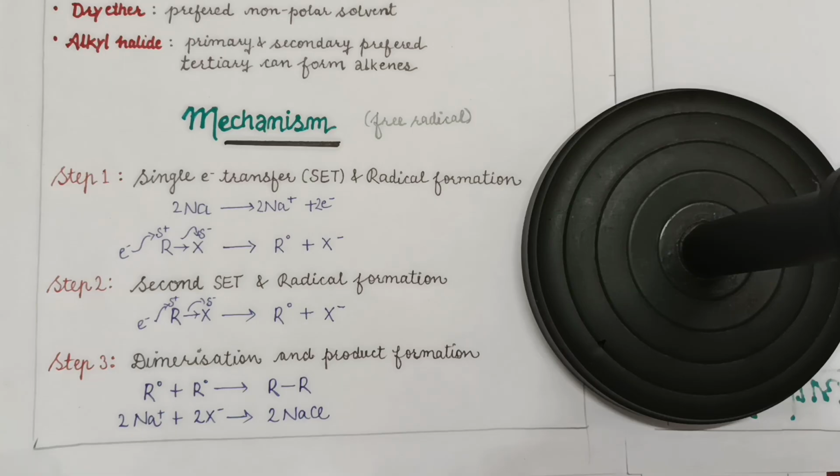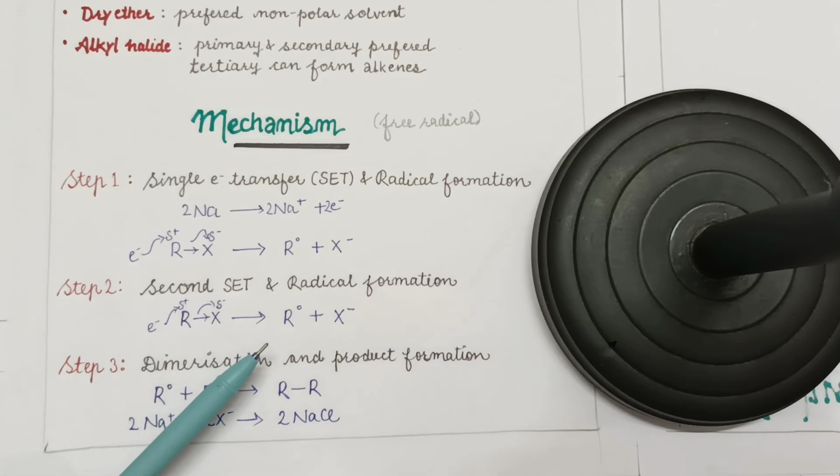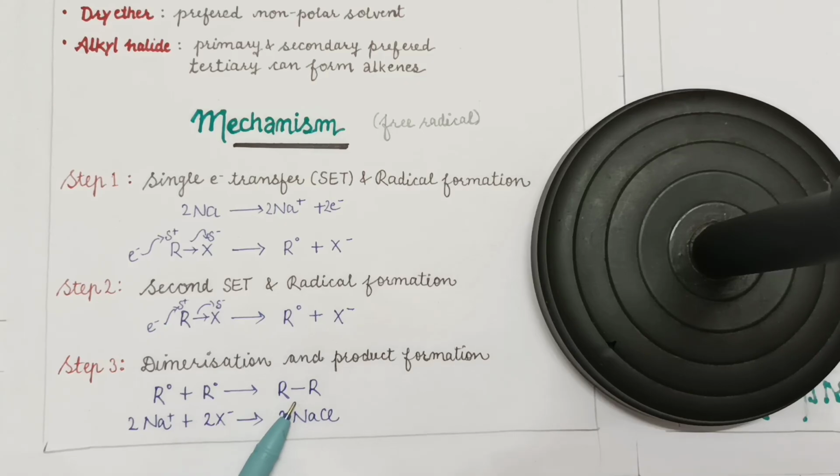Now see what happens over here: in step 2, one more SET takes place and one more radical is formed. Eventually in step 3, dimerization happens. Dimerization means that both of them now combine and form a symmetrical alkane. And why is it symmetrical? Because the same alkyl halide was there. So if this is methyl, this is also methyl, so they combine and make ethane. Eventually it is going to be symmetrical on either side.